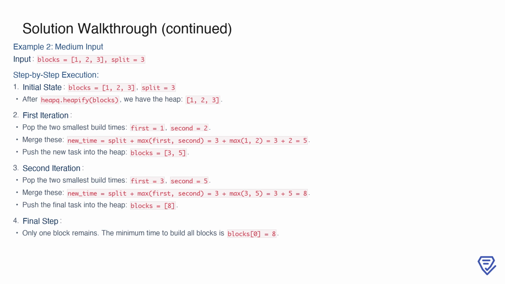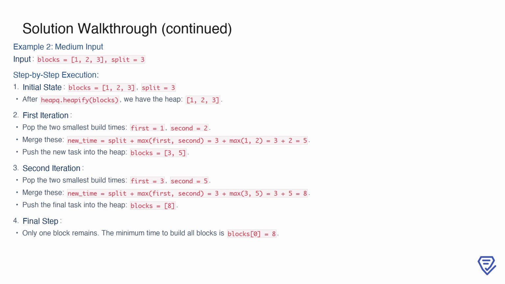Now, let's consider a medium input example where the blocks are 1, 2, 3, and the split time is 3. Again, we start by heapifying the blocks, which results in the heap 1, 2, 3. In the first iteration, we pop the two smallest build times, 1 and 2. We merge these by adding the split time and the larger of the two values, resulting in 3 plus max(1, 2), which equals 3 plus 2, which is 5. We then push this new task back into the heap, so the heap becomes 3, 5.